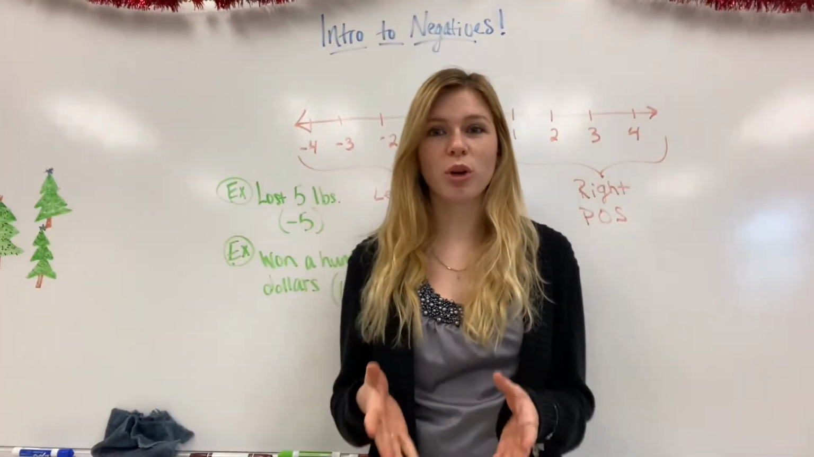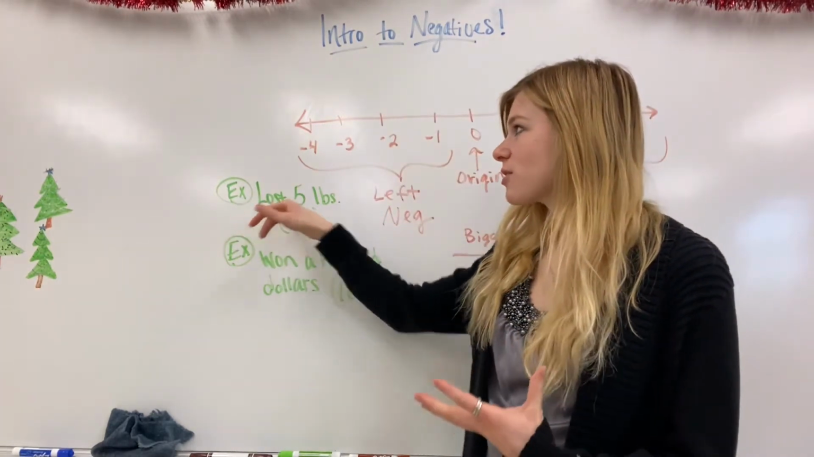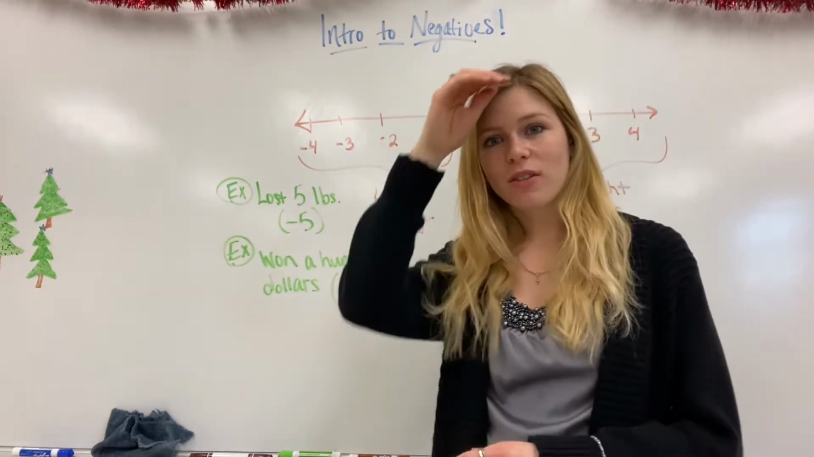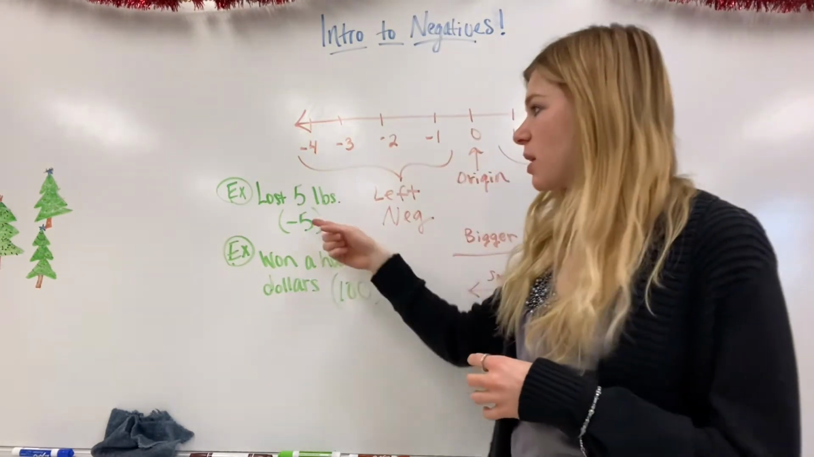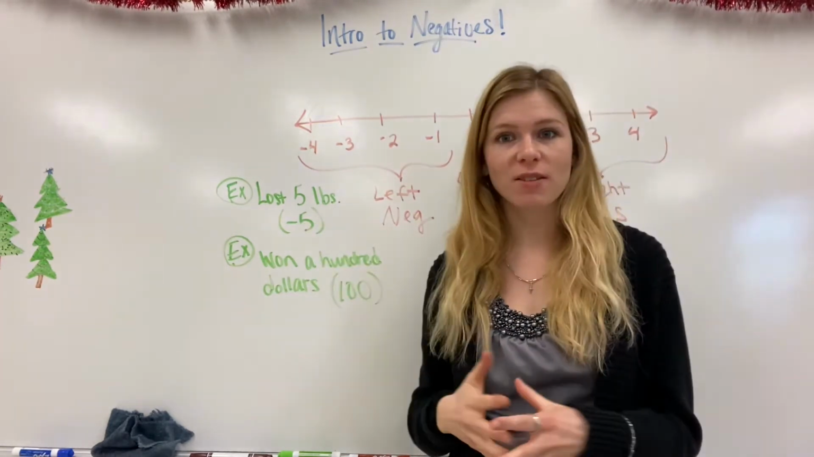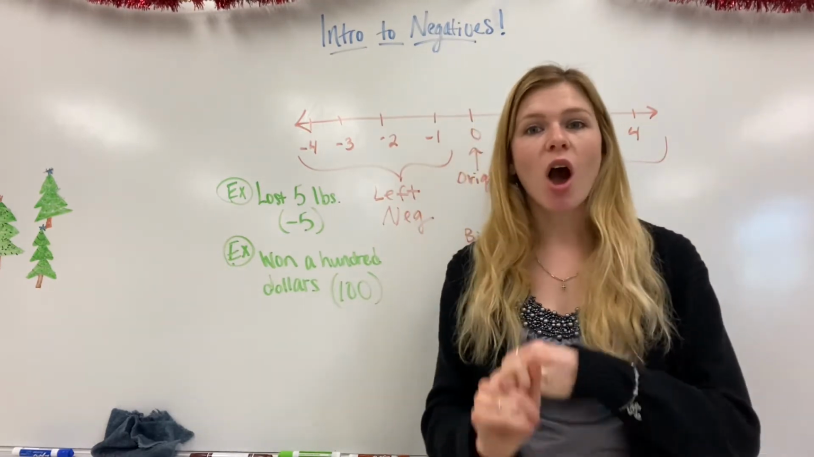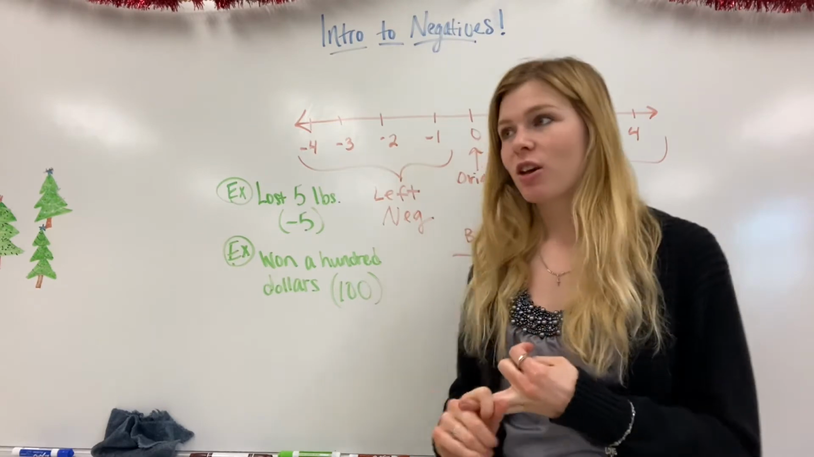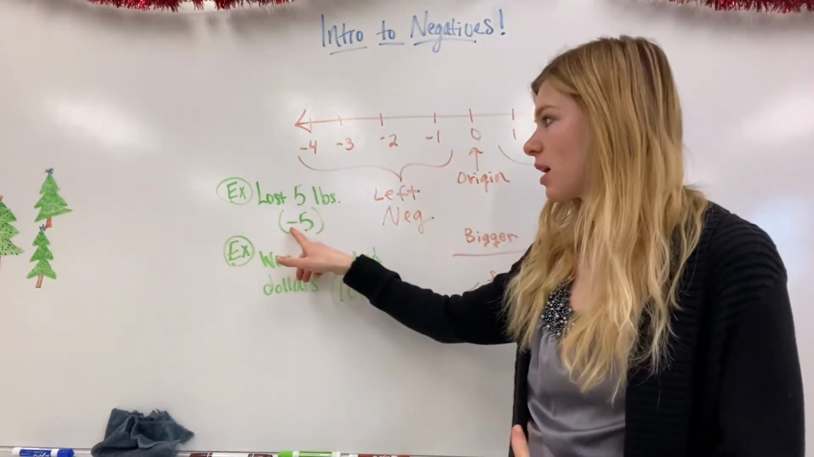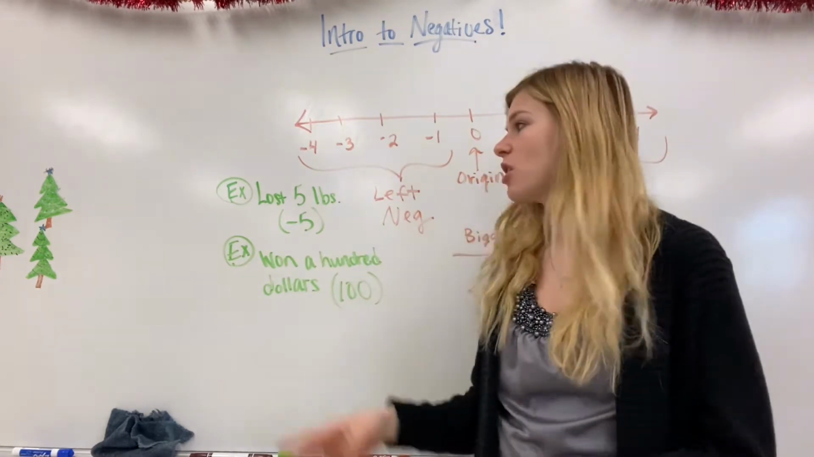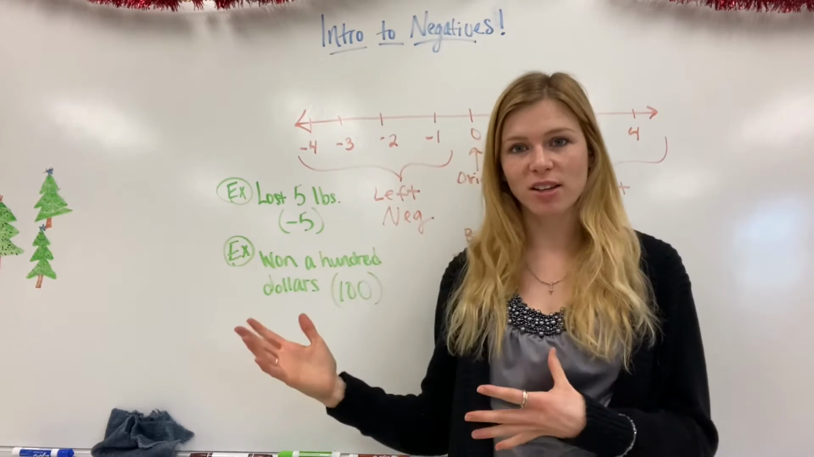A couple of real world examples for you would be, I lost 5 pounds. If I'm losing it, it's getting smaller, so it's going to be a negative 5. I lost it, and minus 5. A minus sign and a negative are the same thing. So I know that if I'm losing something, I'm subtracting it. Minus sign is the same thing as the negative sign, so it's going to be a negative 5. It's getting smaller, I lost it.